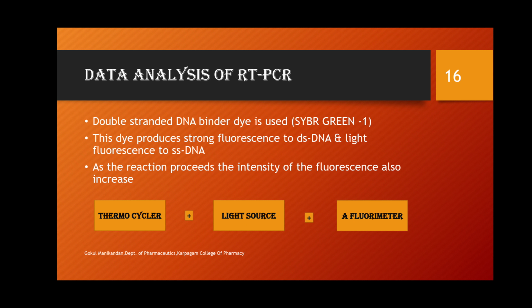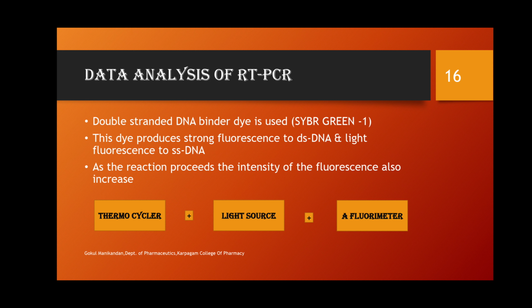Next comes the data analysis of RT-PCR. In this, a double-stranded DNA binding dye is used in order to stain the DNA. The dye used here is known as SYBR Green I. This dye produces strong fluorescence when it is attached to double-stranded DNA, and it produces only light fluorescence when it is attached to single-stranded DNA. This results in increased fluorescence as the reaction proceeds, and when enough double-stranded DNA is formed, the fluorescent intensity is also increased in parallel.